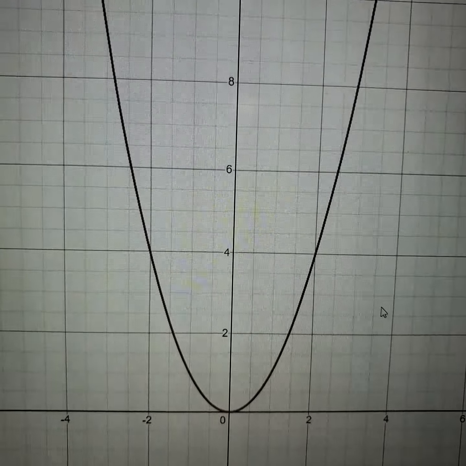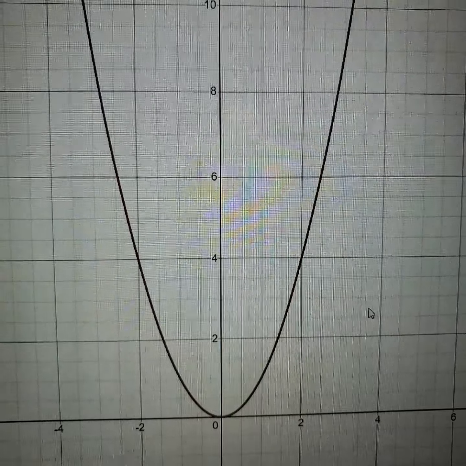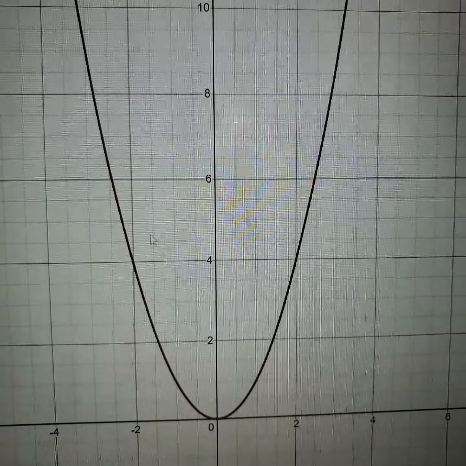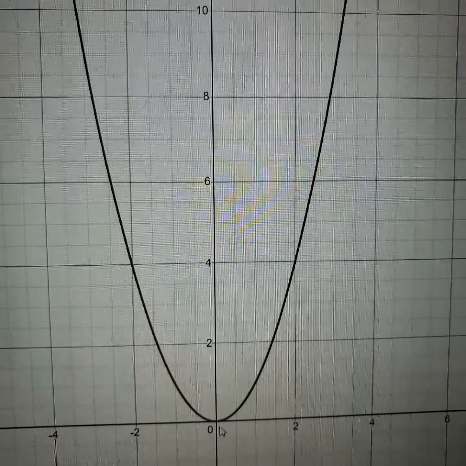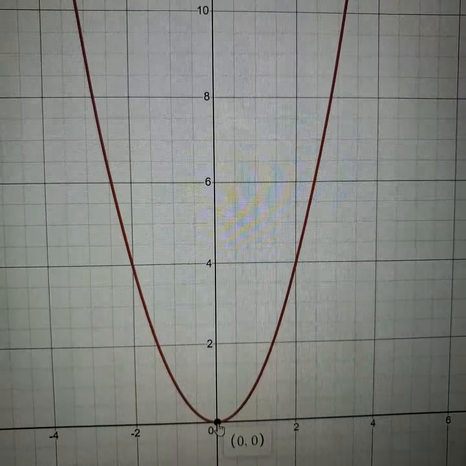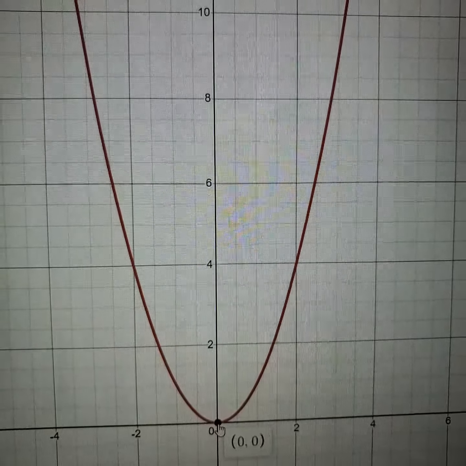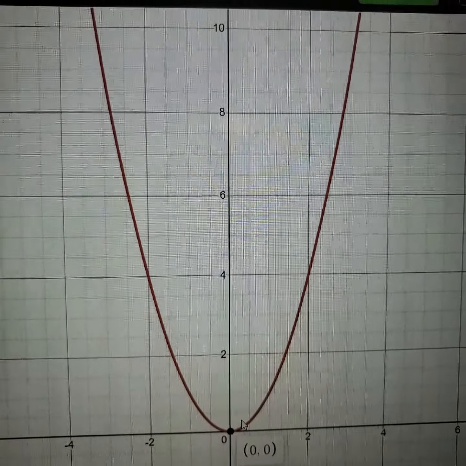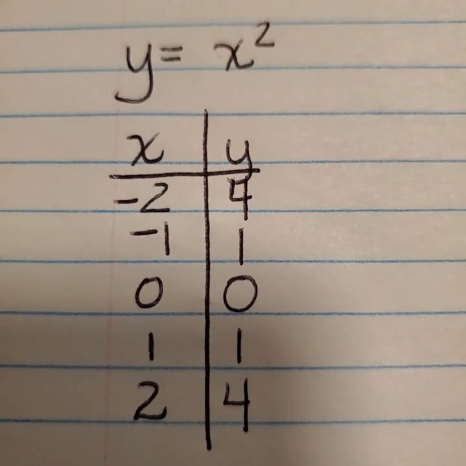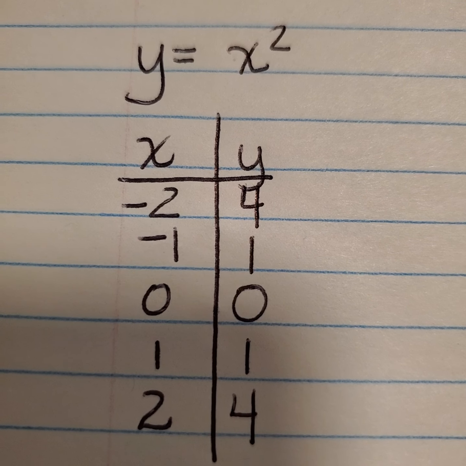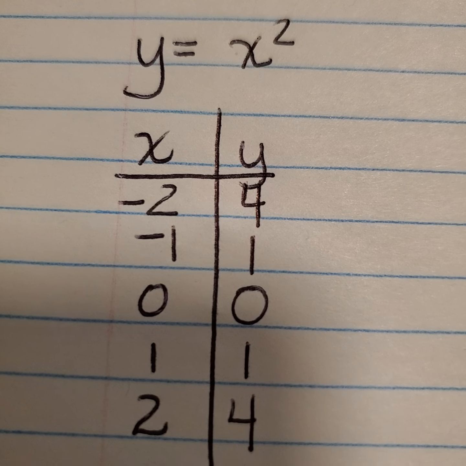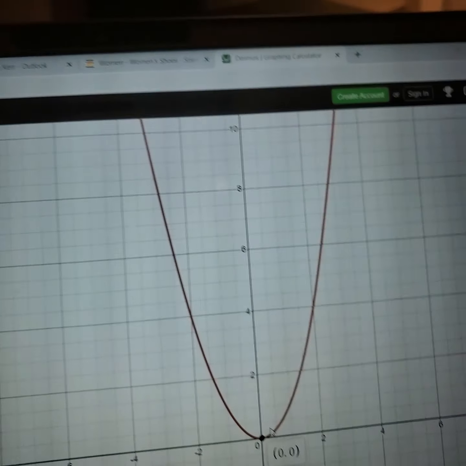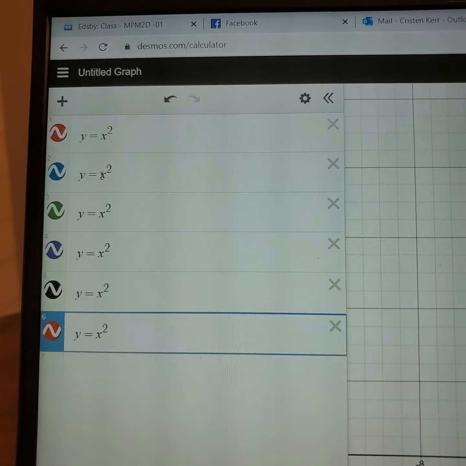And I like to call this our standard base parabola. There's nothing special about it. It opens up. It has its vertex at the origin, (0, 0). Pretty standard shape, nothing too exciting here. And we did in fact create a table of values for this particular parabola. So again, if we would have graphed it by hand, it would have looked something like this.